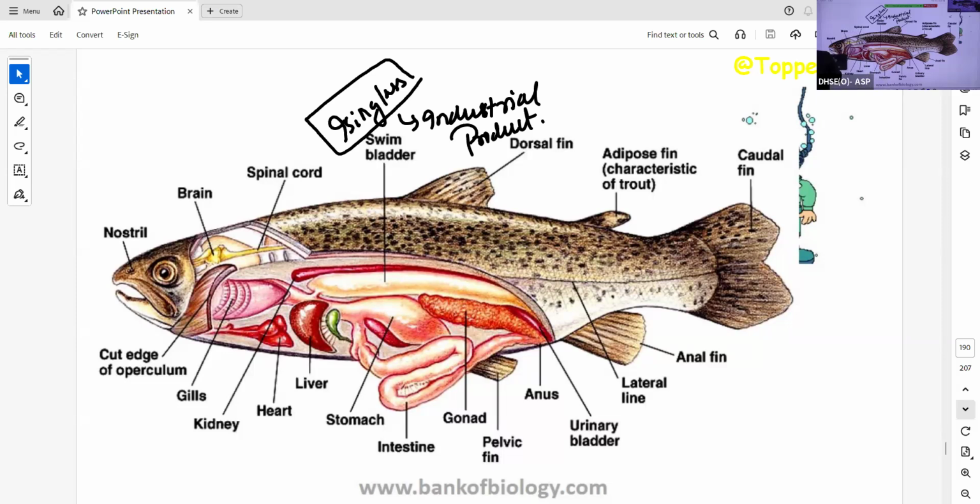And one more thing. Look at it. Since this is a bony fish, and we have discussed that they have paired fins, here you'll have the pectoral fin, the dorsal fin, this is the pelvic fin, anal fin, and the caudal fin. So you'll have both paired and unpaired fins present here.